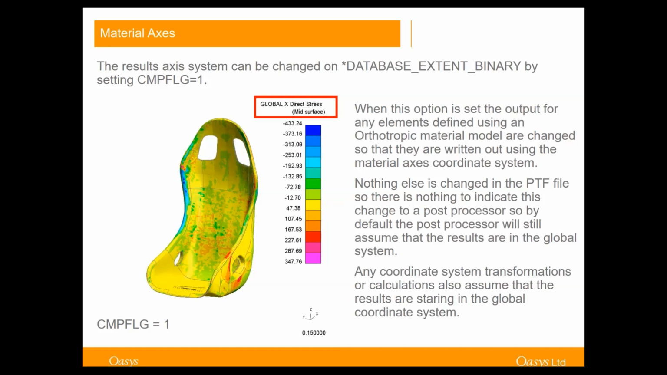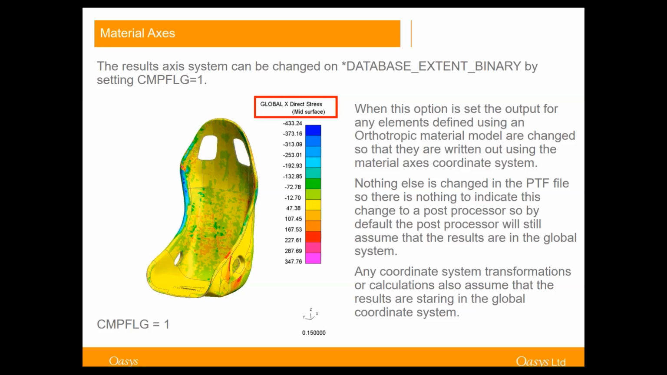You can change the results axis system that DYNA outputs to by setting conflag equal to 1 on the database extent binary card. And if you do this, then DYNA will output results for elements that are of an orthotropic material in the material axis coordinate system instead of the global system. The issue with this is that nothing else in the PTF file changes to indicate that this has happened. So post-processors can't correctly interpret these results based on just the PTF files.